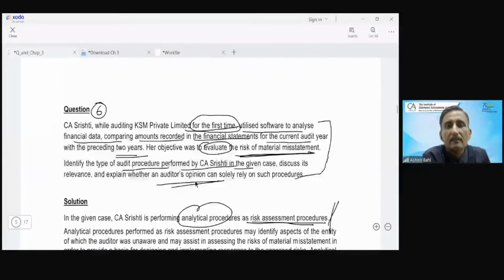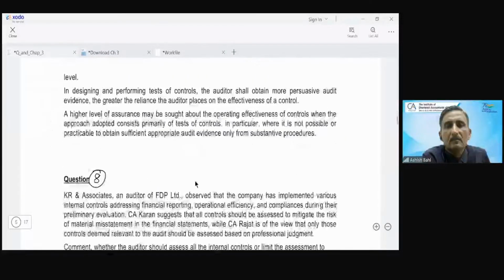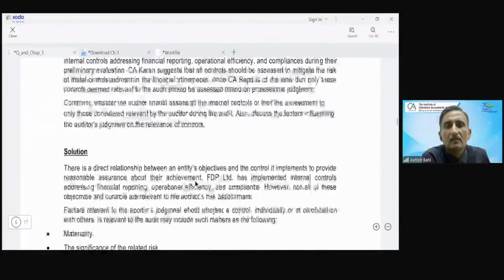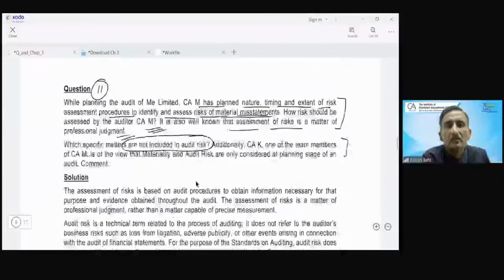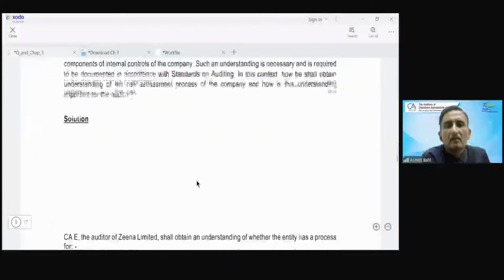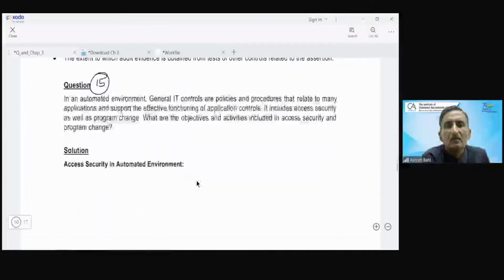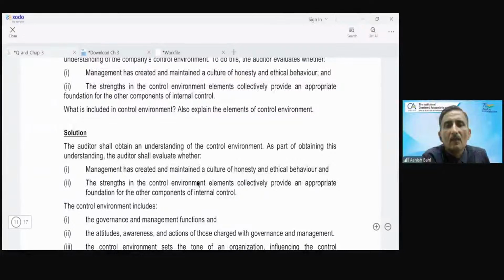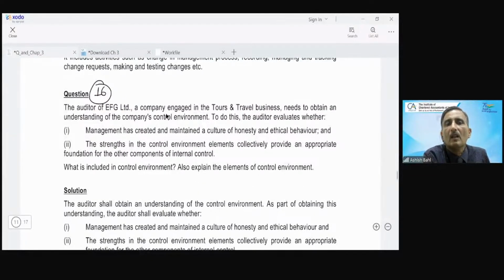Let me give a minute, students. The auditor of EFG Limited, a company engaged in tours and travel business, needs to obtain an understanding of the company's control environment. To do this, the auditor evaluates whether, number one, management has created and maintained a culture of honesty and ethical behavior, and the strengths in control environment collectively provide an appropriate foundation for other components of internal control. Now, what is included in control environment?